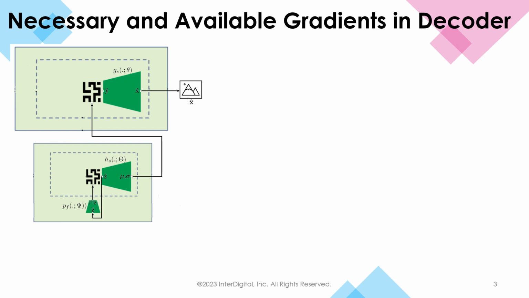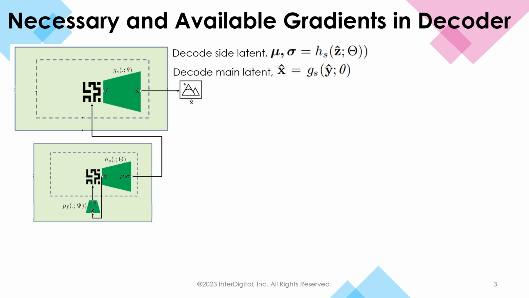During decoding, first the side latent should be decoded from the bit stream using a shared factorized entropy model. Later, using the hyperprior decoder, we can obtain the entropy model of the main information, shown by mu and sigma. Using this entropy model's parameters, we can decode the main latent from the bit stream. In the final step, we can use the deep decoder network and obtain the reconstruction.